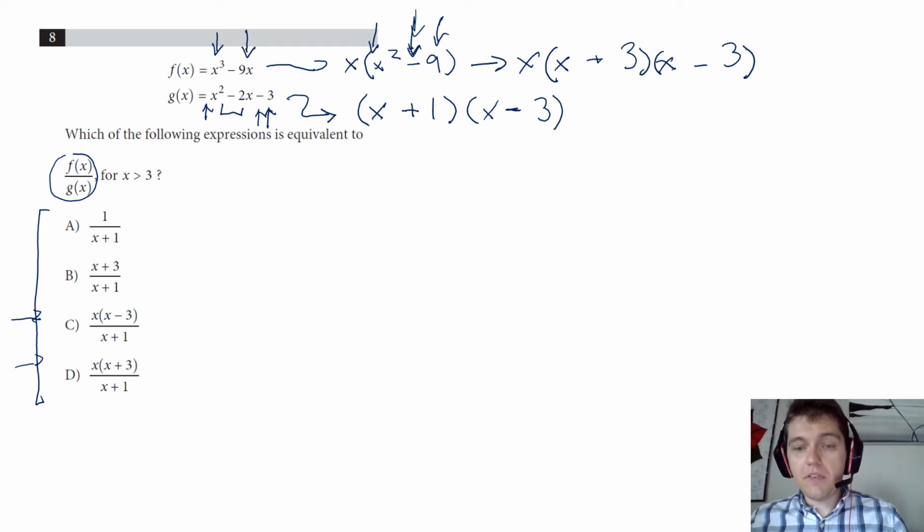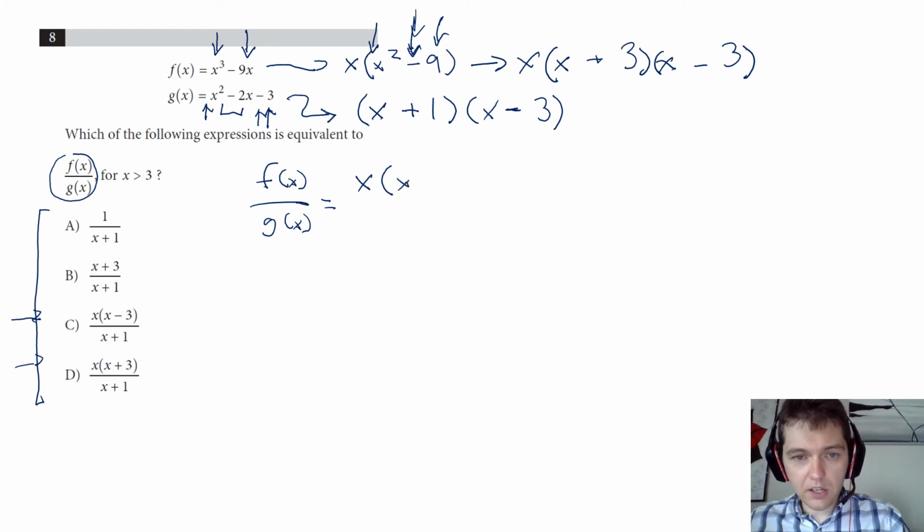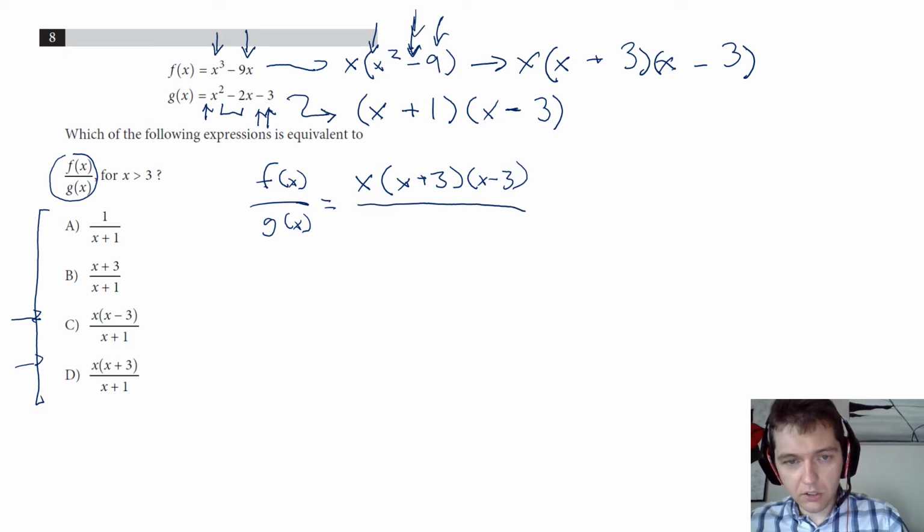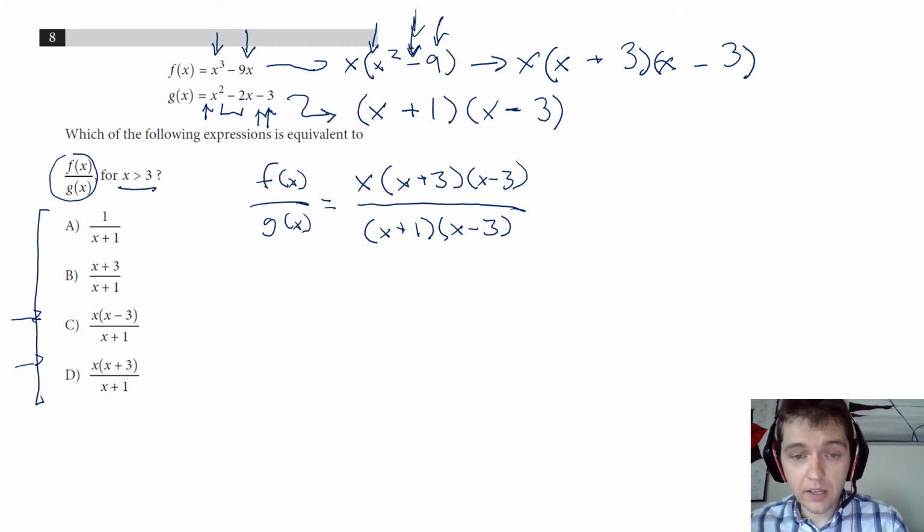So now you have f of x and g of x both factored out. What they're looking for is f of x divided by g of x, which is equal to, writing in your factored solutions, x times x plus 3 times x minus 3, divided by our factored g of x, x plus 1 times x minus 3. And here's where we invoke why they give you this x greater than 3, because if x were equal to 3, this term here would be equal to 0, which would make the denominator 0, which would make none of this work out. So they just avoid that problem by saying x is greater than 3.